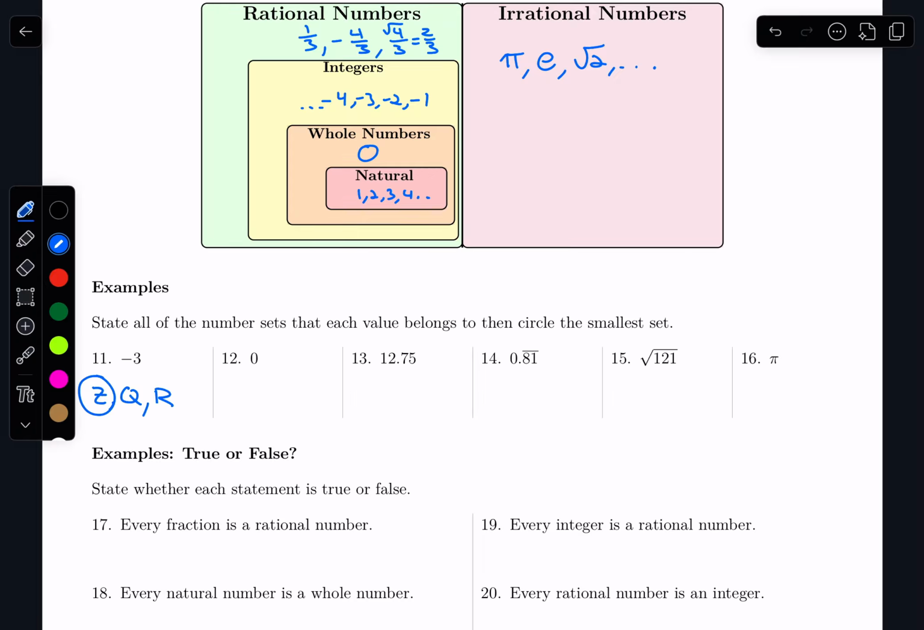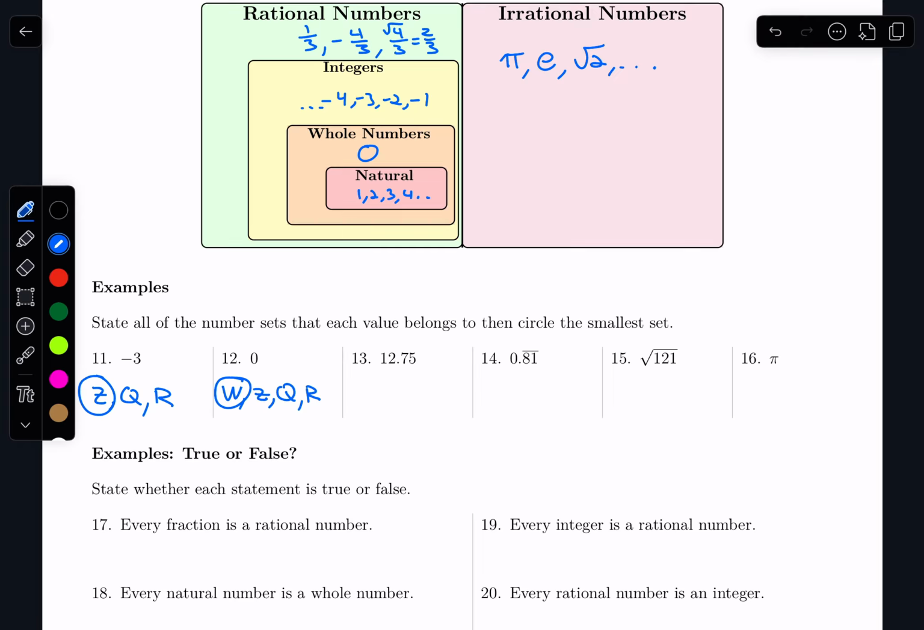The number 0 for number 12 is a whole number, which makes it automatically an integer, which makes it automatically a rational number, and that makes it automatically a real number. So it's all of those sets, but whole numbers are the smallest.